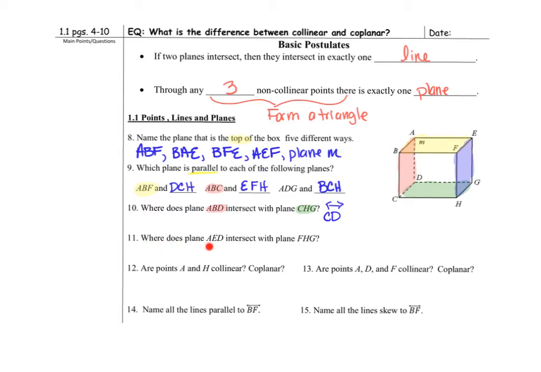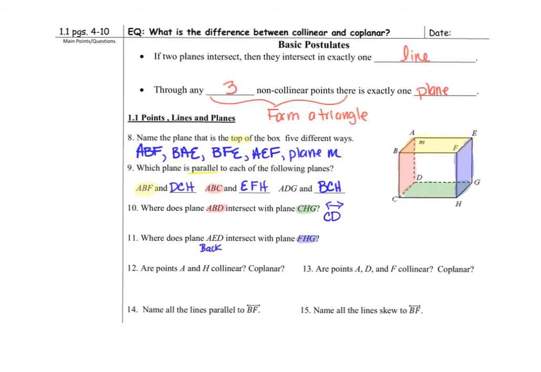So where does plane AED intersect with FHG? So AED, so here's AED. This is the back plane. Just going to make a note because that one's not color coded. So that's kind of the back side of my box. And then we're looking at FHG. So FHG is the blue side of the box.